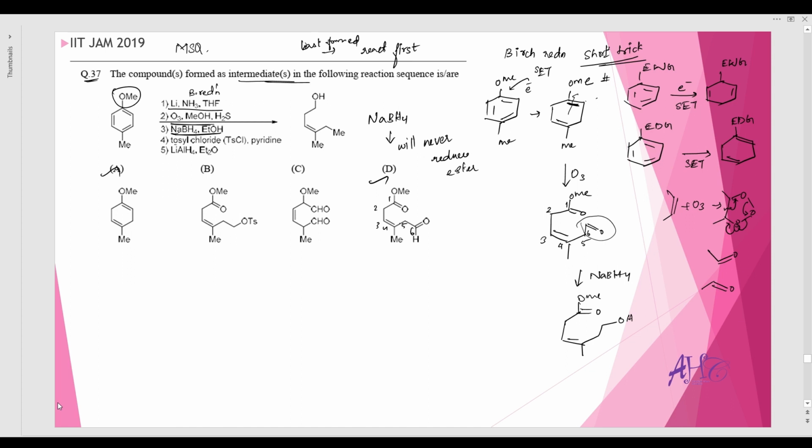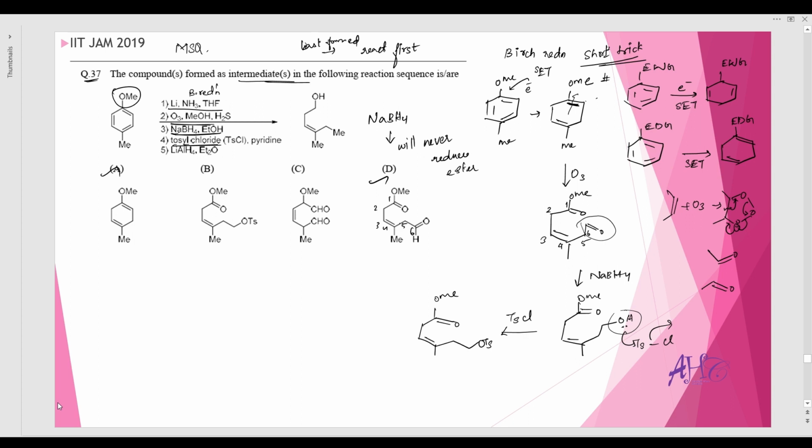Next we have your tosyl chloride. So with tosyl chloride, the lone pairs on your oxygen will attack your tosyl group, thereby your chlorine will be released. So here the OTs group will be formed. So you'll have your ester group like this. Then you have your double bond, and then you have your tosyl group like this.